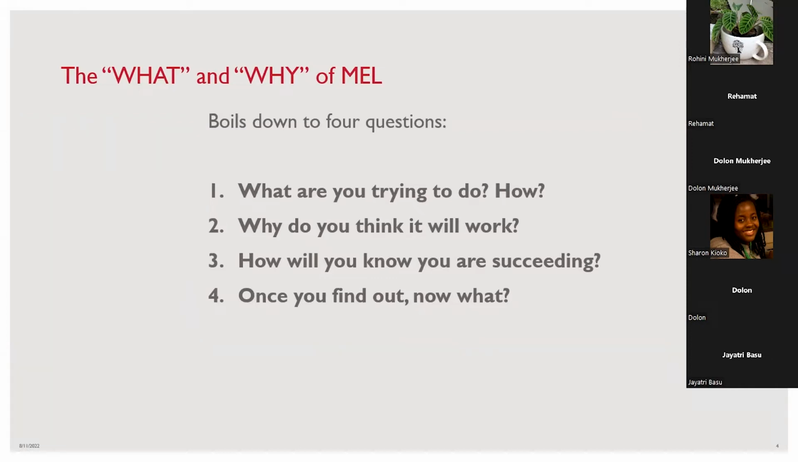So why are the activities that you plan to conduct going to lead to or achieve what you're trying to achieve? How will you know that you're succeeding? That's when you get into the monitoring and evaluation piece, where you start collecting data. You try to start having evidence to support your implementation and to understand how well you're doing. And then once you find out, what are you going to do about it? That's really the learning piece.